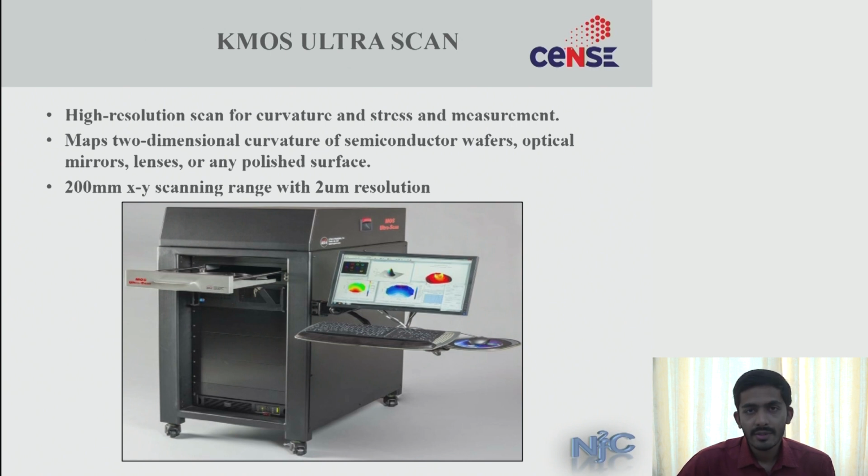The next tool is KMOS Ultrascan. This is a tool which is used to measure curvature and stress in a thin film. It has a 2D as well as a 3D mapping option, and the maximum sample size can go up to 8-inch full wafers.